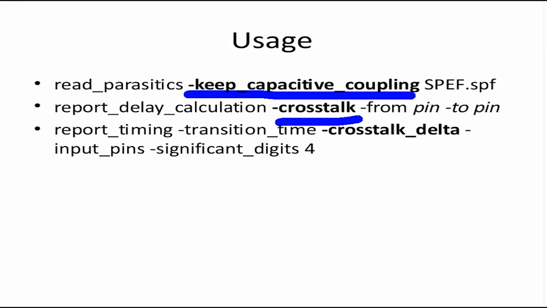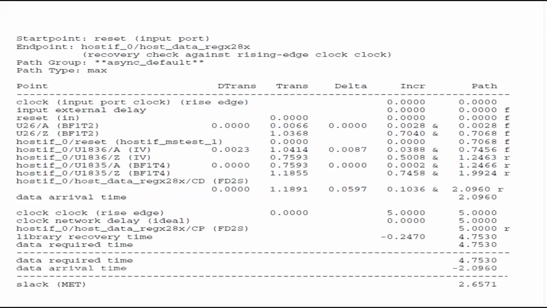Usually all delay reporting commands will now have a crosstalk delta switch, where it will tell you, in addition to the delay, what the crosstalk is. This is a timing report with the crosstalk delay. Apart from the path column and the incremental column that you have seen, now there is a delta column also. See that this is the launch path, and these values are positive.